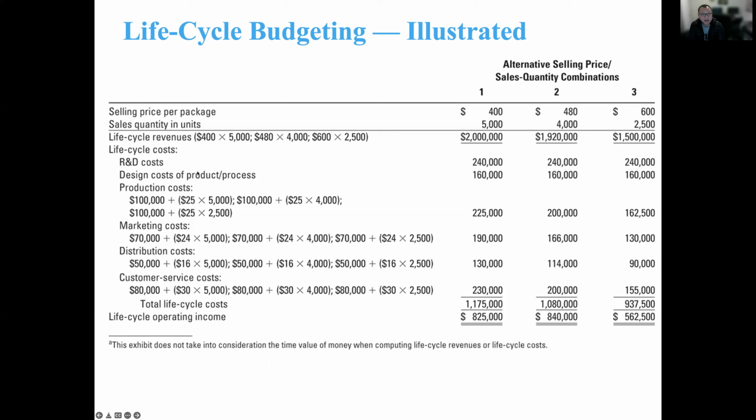So then based on the information, we know these sales numbers, okay? And then we are using this formula provided. We are able to calculate all the cost. And then you can figure out the total life cycle cost and life cycle operating income.